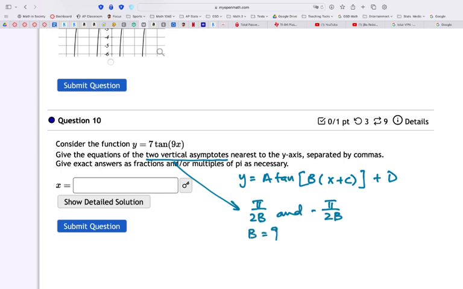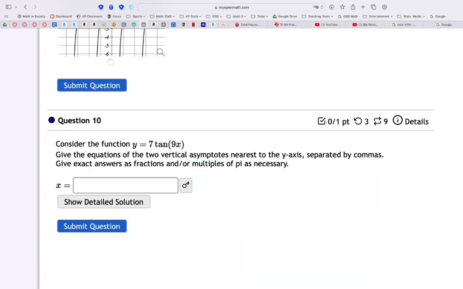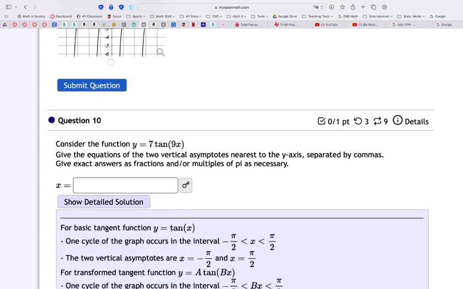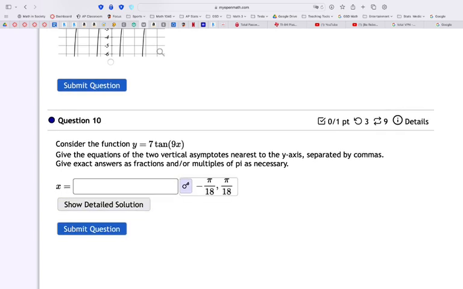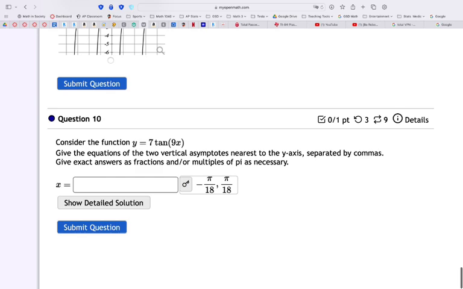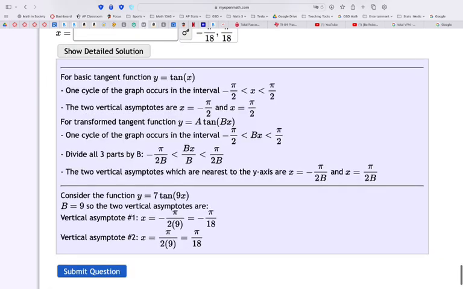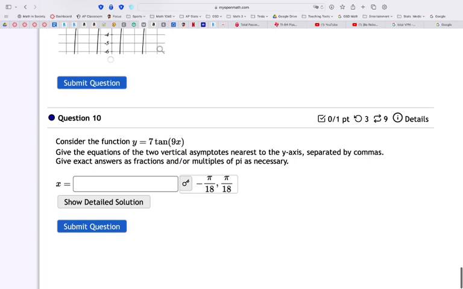So what is b in this case? b is 9. It's the coefficient of x. So in this case it will be pi over 2 times 9, which is pi over 18. And then the other one is negative pi over 18. So that's how we put the solution: negative pi over 18 and positive pi over 18. That's how we put down the solution. And you can look at the solutions here if you need to have a better understanding. So thank you.